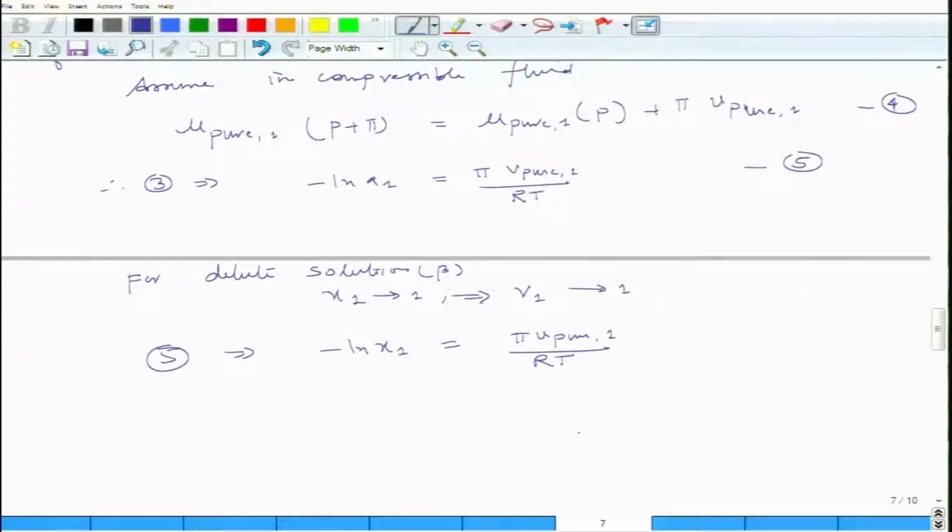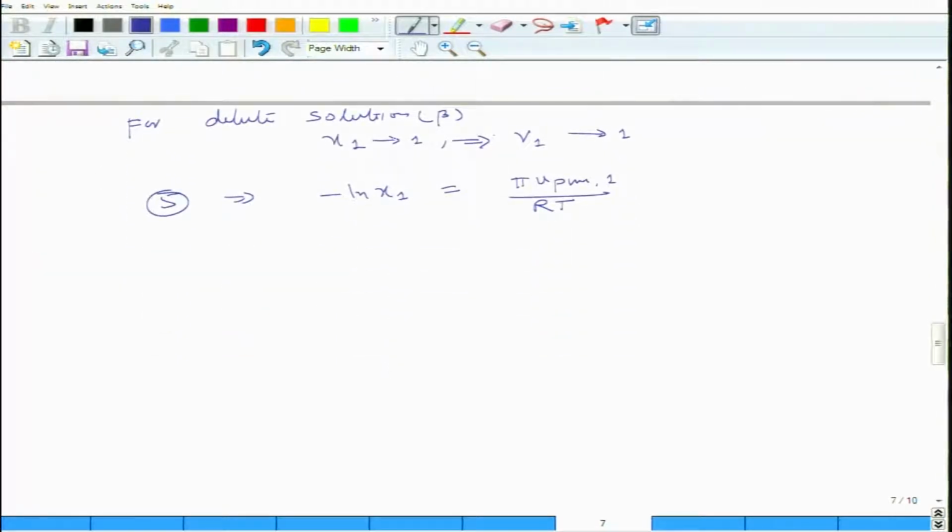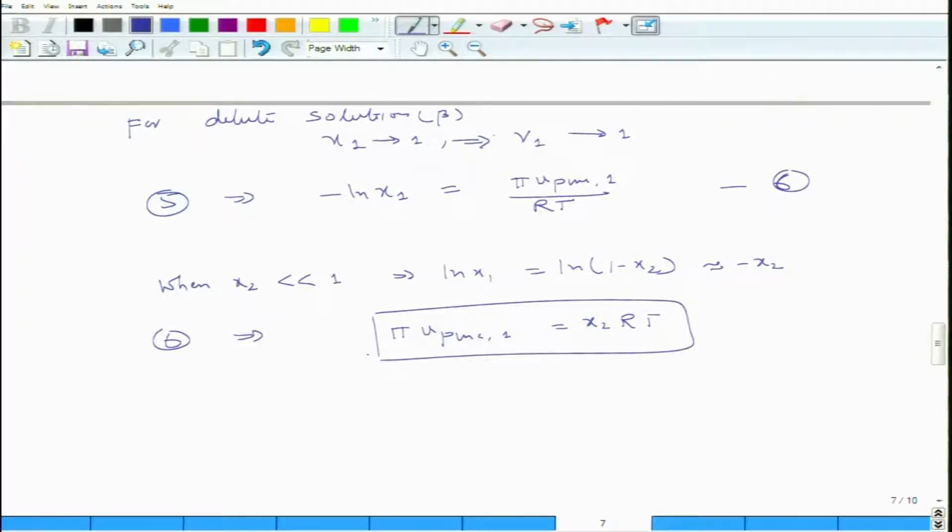Okay. Now, I am interested in the mole fraction x of 2. So, in such a case when x1 is 1, or in other words when x2 is much less than 1, then ln x1 is equal to ln of 1 minus x2, and since x2 is very small, I can write this as x2. So, 6 now can be written as pi v pure 1 is equal to x2 RT. Okay.